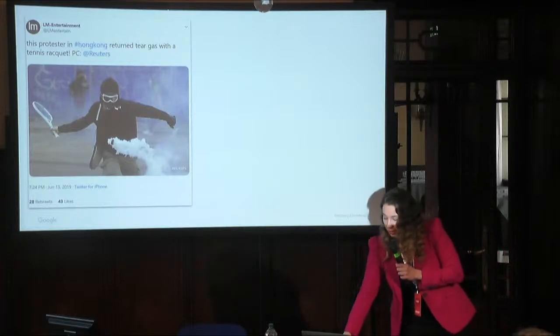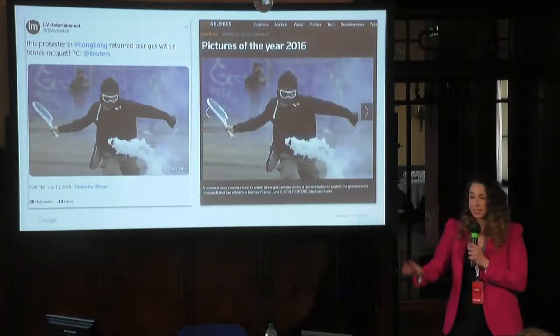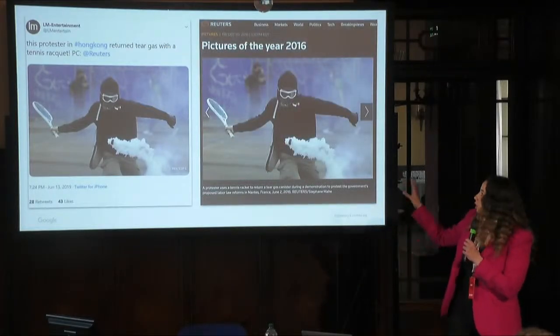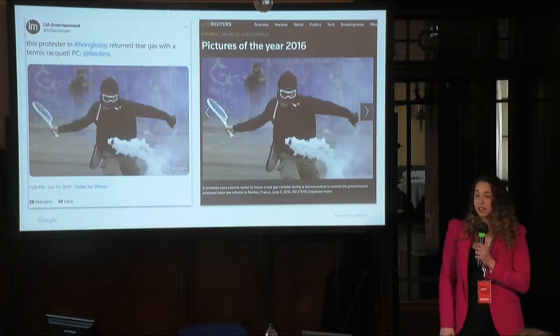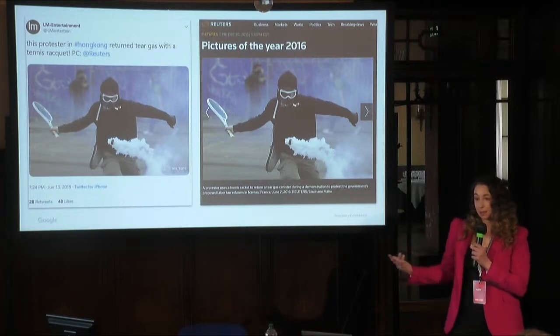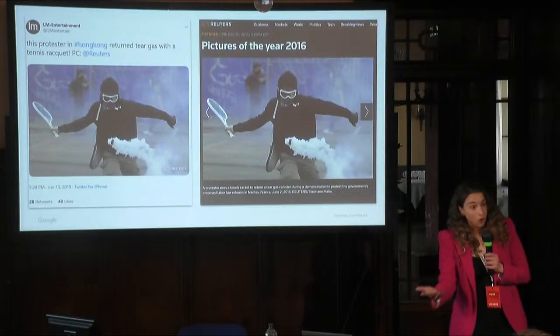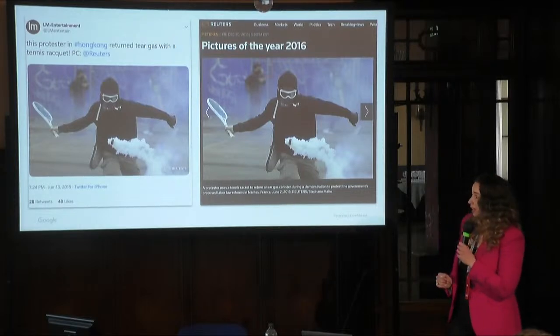However, if we upload that into Google Images, we can see that that is a real image, but it was actually used from Picture of the Year from Reuters in 2016, and it was actually from a demonstration in France, okay? So that image was completely taken out of context. And it happens, of course, a lot. So it is something that we need to think about.